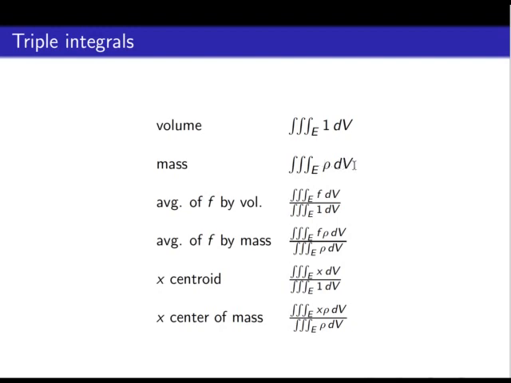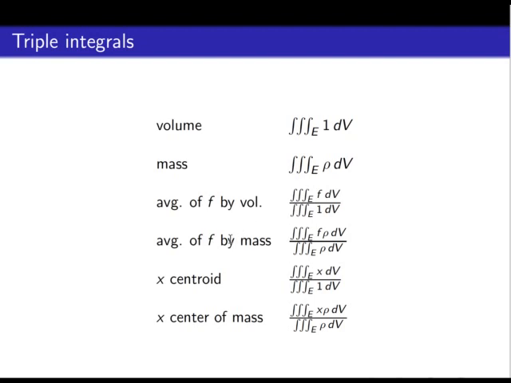And by multiplying by the small amount of volume of the small box, that's going to be a small amount of whatever pollutant or mass or whatever, and we're just going to add it all up. Averages of f. So if f is a function on 3 dimensions, then we can average it over this region. We can average it by volume or by mass. Averaging it by volume means we're just going to do this triple integral of f divided by the triple integral of 1. Okay, this is the volume.